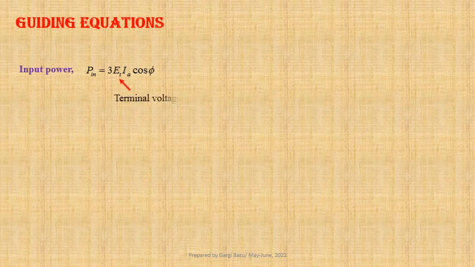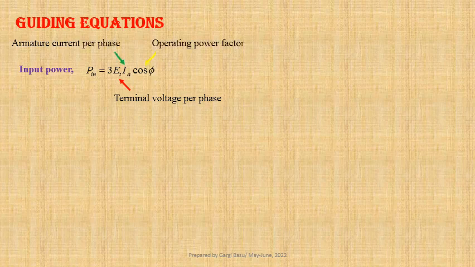In a three-phase synchronous motor, field winding is excited with DC source and armature winding is connected to three-phase AC supply. Input power to the armature winding Pin equals 3 ET IA cos phi, where ET is the terminal voltage per phase, IA is the armature current per phase, and cos phi is the operating power factor. For star-connected armature winding, Pin equals root 3 times VL into IA cos phi. Here VL is the line-to-line terminal voltage.